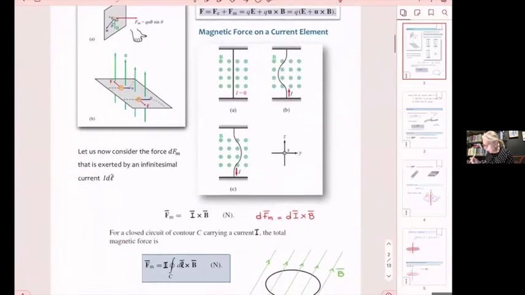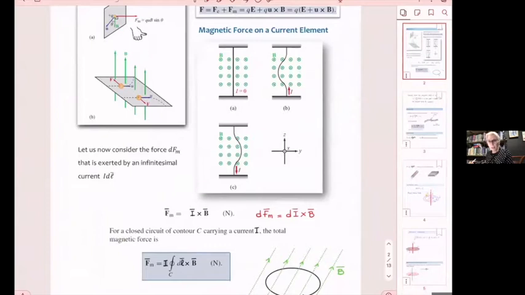Now, in magnetostatics, we will start with the concept of the magnetic force.